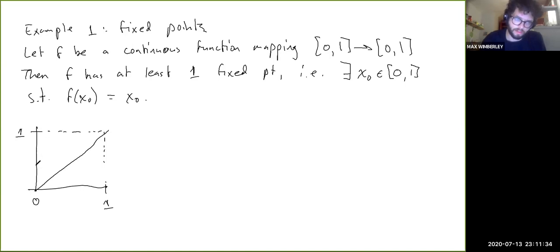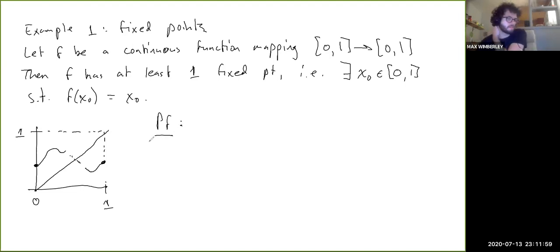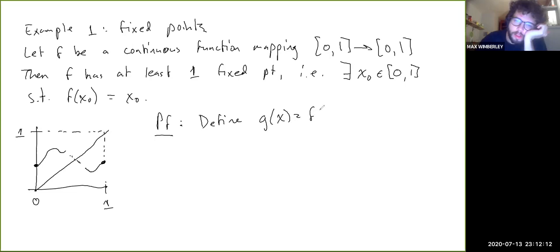So if we imagine that f of 0 is not 0 and f of 1 is not 1, right, then f of 1 has to be somewhere down here, and f of 0 has to be somewhere up here. Then the graph of f has to cross this diagonal line somewhere, and the reason for that ultimately boils down to the intermediate value theorem. So there's sort of a trick to make this argument rigorous. The trick is this. So define g of x equals f of x minus x for x in 0, 1.